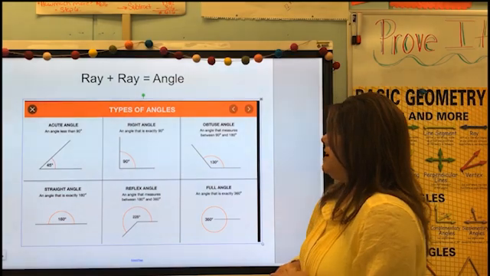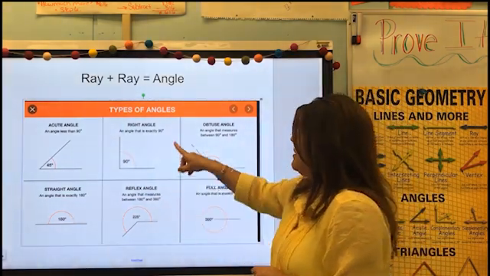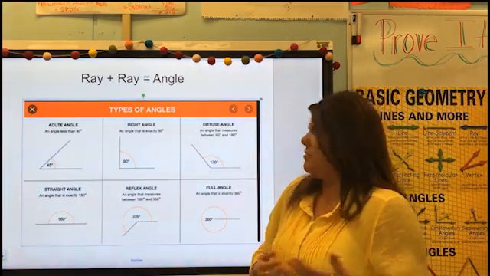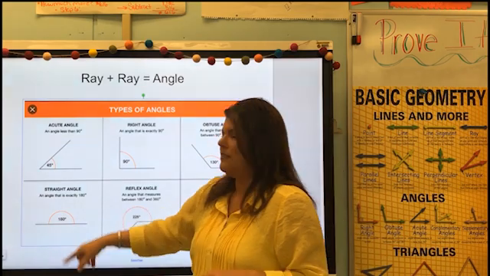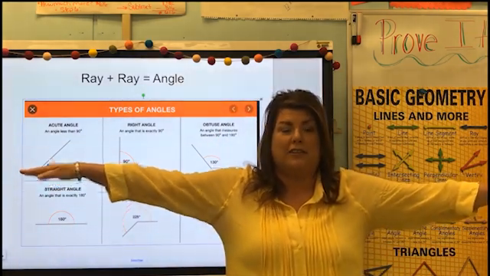Okay, so let's get back to our angles here. The types of angles, we said acute is less than 90, a right angle is equal to 90, and an obtuse angle is greater than 90. A straight angle is exactly that. It is straight, which means it has two 90-degree angles in it.